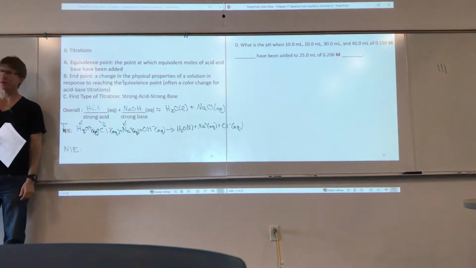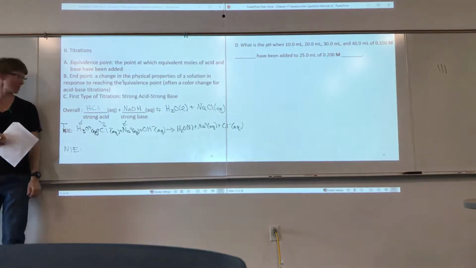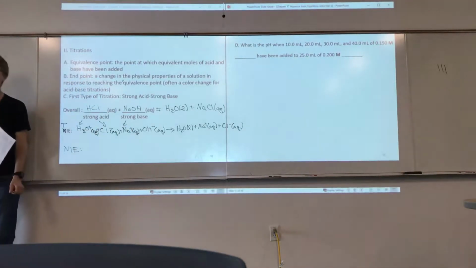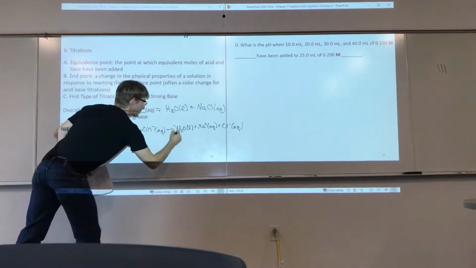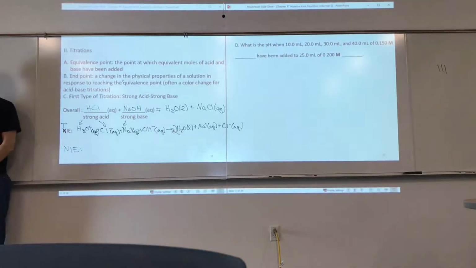Something is amiss, by the way. Can anybody tell me what's missing from that H2O according to writing the hydronium right there? That's you. Now it's balanced and everybody's happy.